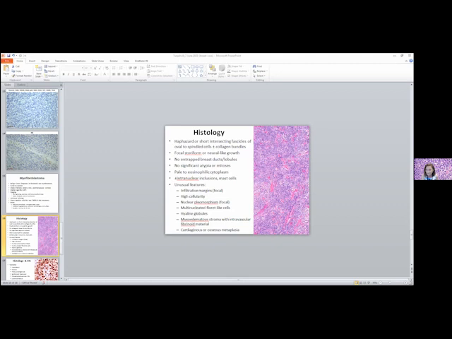Sometimes we can see focal storiform or schwannoma-like or neural-like growth. Usually there are no benign ducts or lobules throughout the lesion, and usually there is no significant cytologic atypia or mitotic activity. The cells have pale to eosinophilic cytoplasm. We can see mast cells and intranuclear inclusions in some cases. So what are the unusual features? We can have infiltrative margins, which are usually focal.